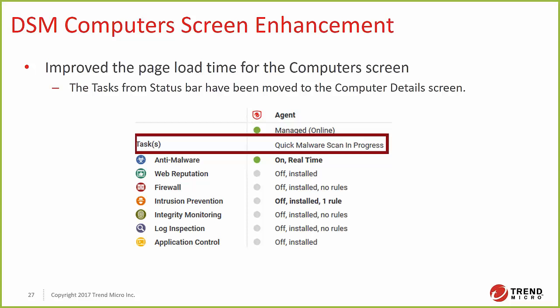This feature enhances user experience both performance-wise and functionality-wise when using the computer screen in the DSM console to perform actions on specific computers. So for example, one of those changes we've made is we split out the tasks from the status column shown here on your screenshot into a new non-default column called tasks. And then tasks are also added to the computer's details page.